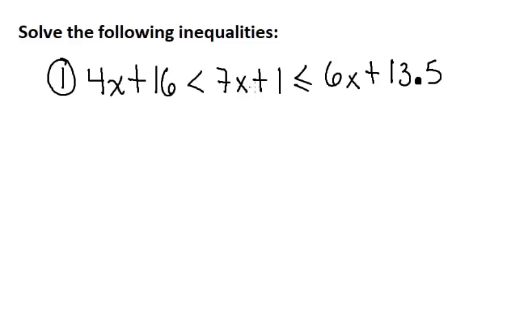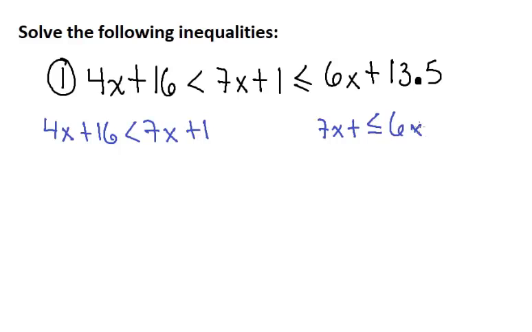So we're going to use 7x plus 1 twice. If we split it, it's going to look like this. 4x plus 16 less than 7x plus 1. And on the other side, we're going to have 7x plus 1 less than or equal to 6x plus 13.5.